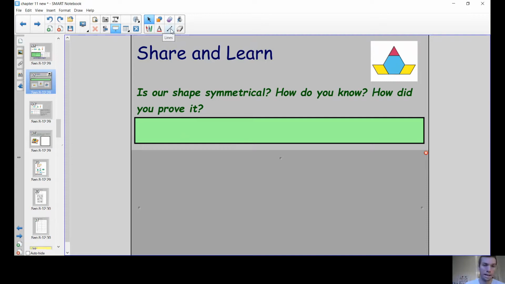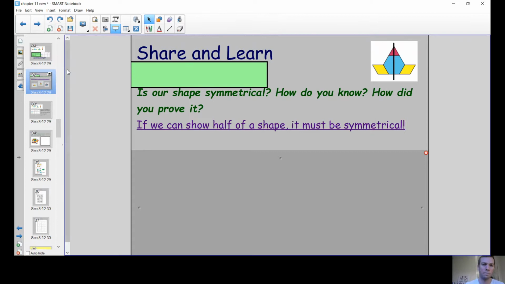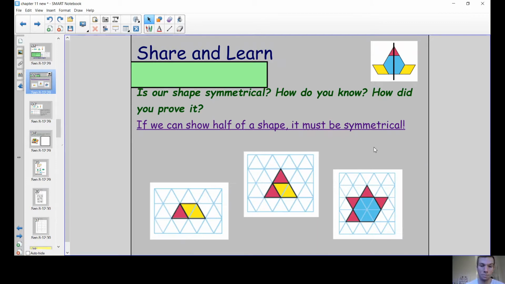Well, I think I'm going to use my line. I'm going to start up here and come straight down there. And now if I had folded that shape, I can see that both parts would be exactly the same. And as we know from our fractions, if 2 parts are equal and the same, then that means we have 2 halves, or we have symmetrical parts. Let's just go over how we can prove that. If we can show half of a shape, it must be symmetrical.